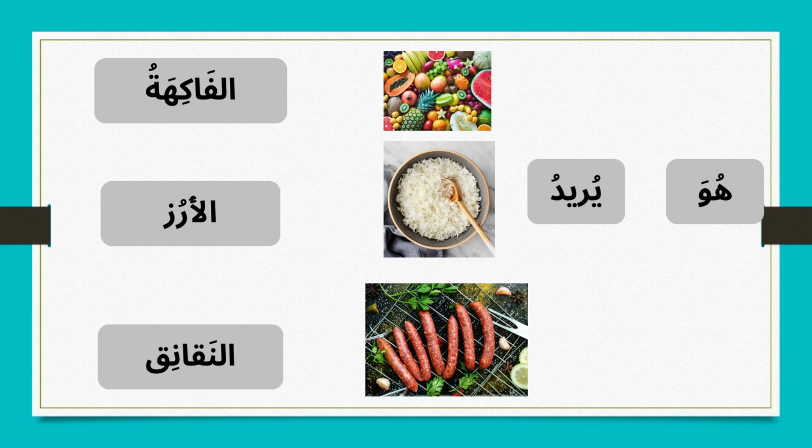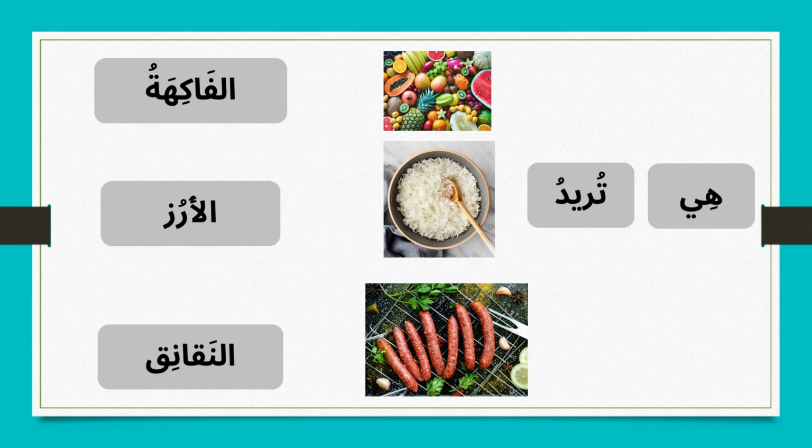هو يريد النقانق. And if we want to use the same examples for she, we would say هي تريد الفاكهة. هي تريد الأرز. هي تريد النقانق. And this was our simple lesson about the difference between he and she.